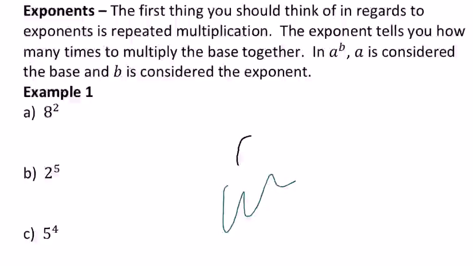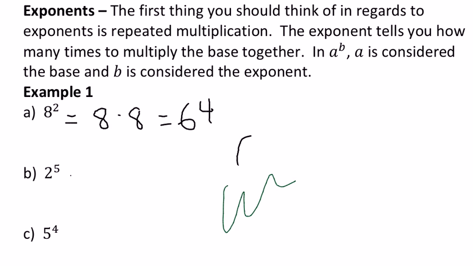So in our first example here of 8 squared, that's just telling us to multiply 8 by itself 2 times. Square is one that you've probably done before, and it's definitely the easiest of our exponents. So 8 times 8 is 64.